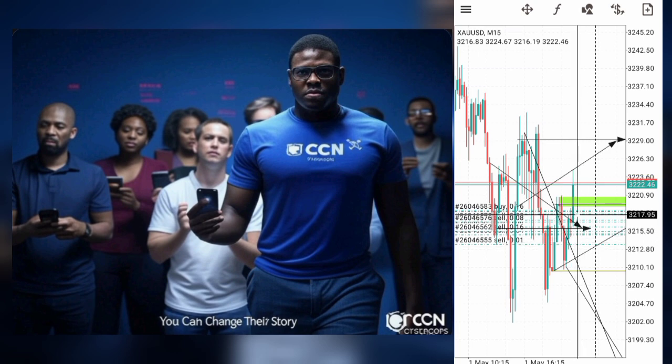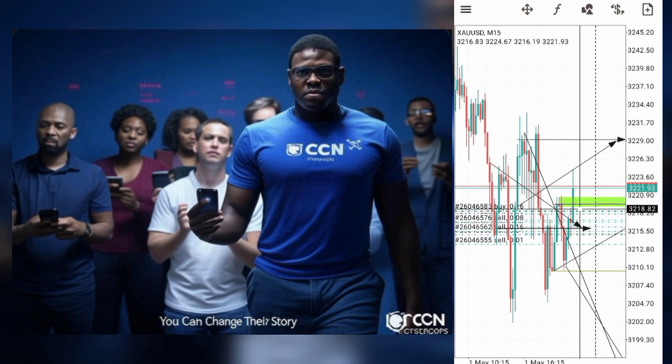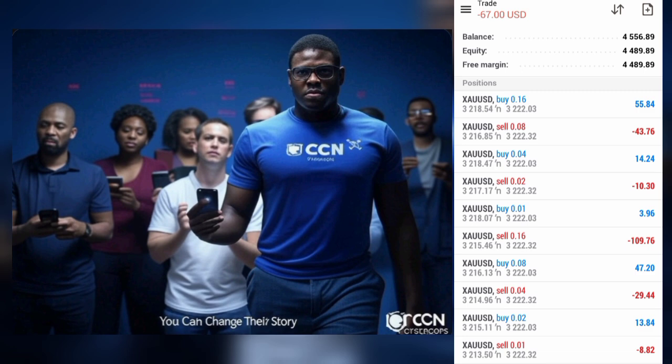So we started again from 0.01, 0.02, all the way up now to 0.16. So now we are seeing the market move so far away from our entry projection, and we are not worried because we have protected our capital. You can see the capital here is 67 negative that we are holding.